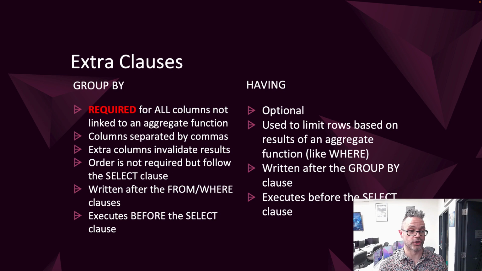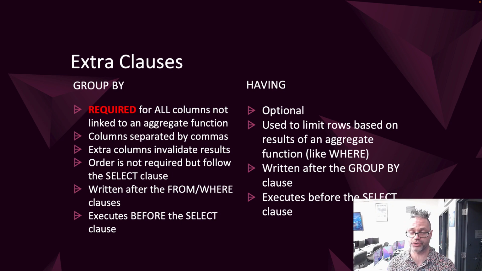We do write the group by clause after the from and where clauses, where present, but it executes before the select clause. So keep that in mind: we're always writing this in that order, but it executes before the select, which is up on the top. The next clause we have is the having clause. It is optional because, again, just like with the where clause, you don't have to restrict the number of rows.